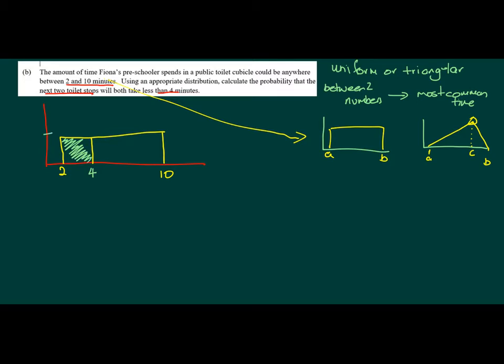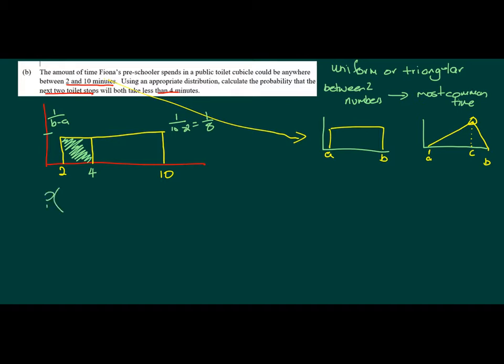Now the height of that uniform distribution can be modelled by 1 over B minus A. So in this case, the height of the probability at any particular moment in time is 1 over 10 minus 2, which equals 1 over 8. So any probability along this line here, as indicated by this red dot, is 1/8.